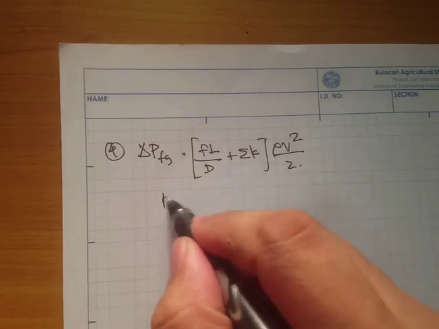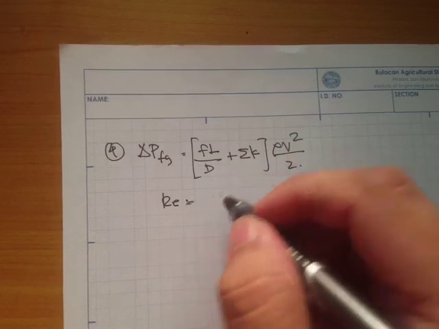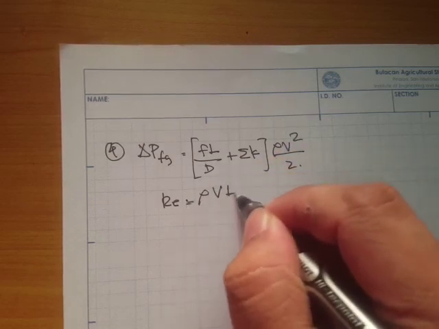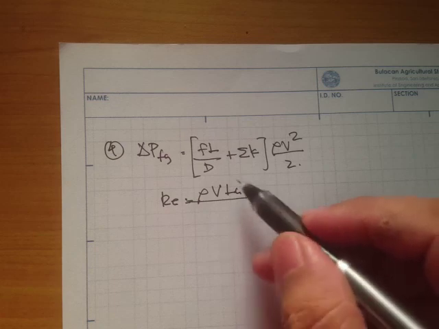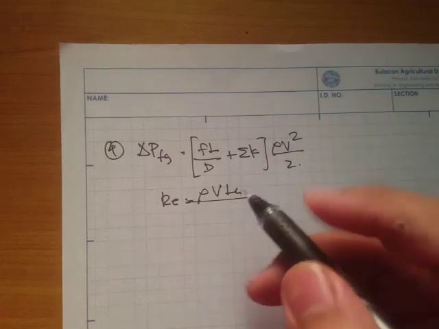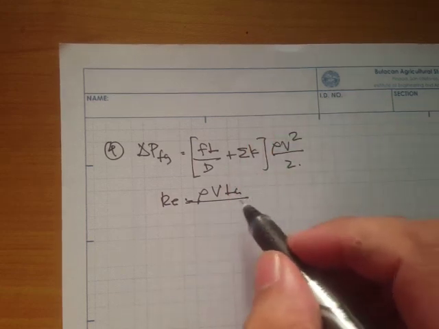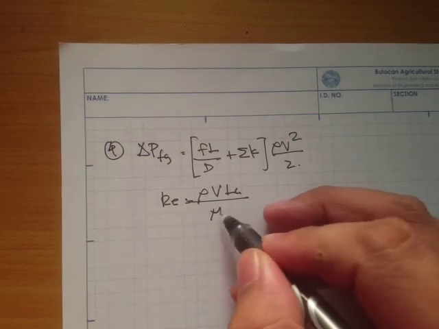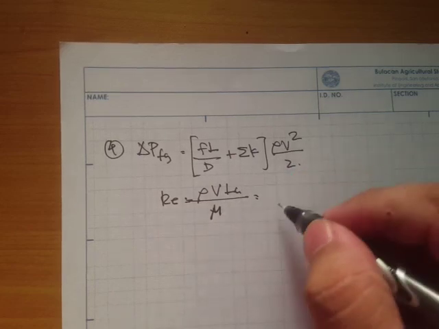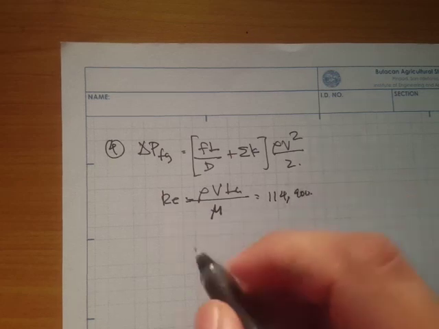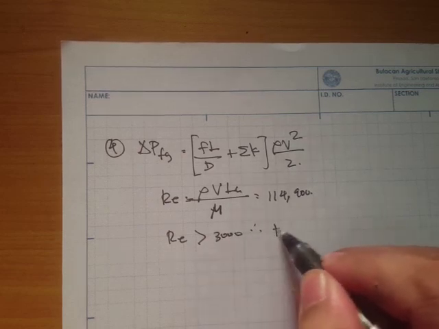And of course, we need to solve for the Reynolds number. If you substitute the values, it is the velocity times the diameter times LC. This is the characteristic length, and that corresponds to the diameter of the pipe. Take note, this characteristic length is equal to the diameter for circular cross sections only. So LC divided by the kinematic viscosity, and what you will get is a value of 114,900. Therefore, the Reynolds number is greater than 3,000, and so the flow is turbulent.